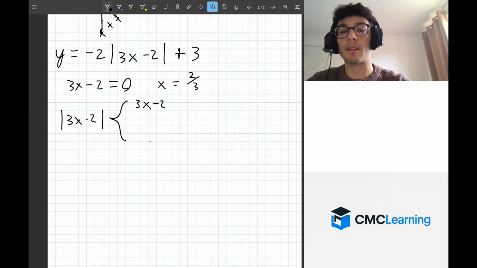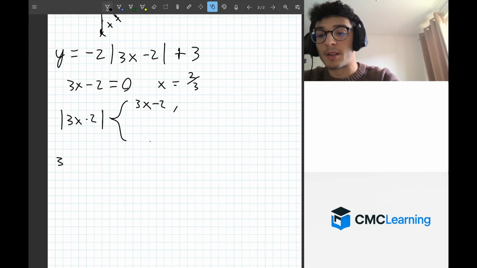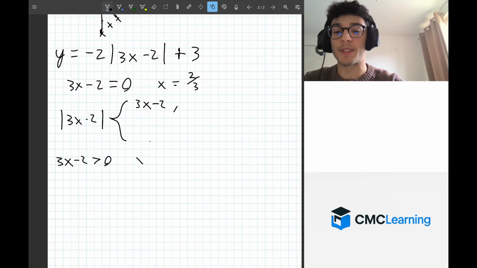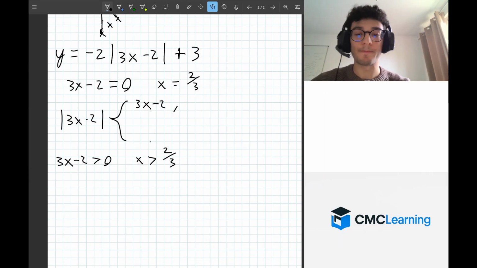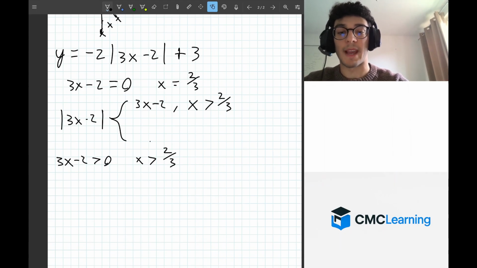Just by using this condition up here, we can also write an inequality. So 3x minus 2 greater than 0. When we solve this, we get x is greater than 2 over 3. So that can be our condition for our values of x.